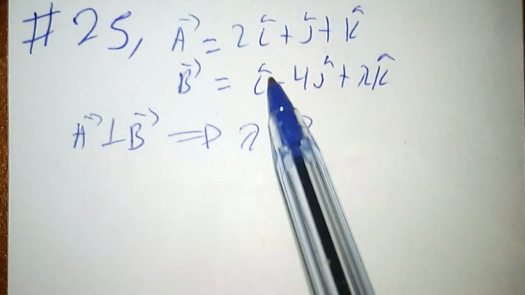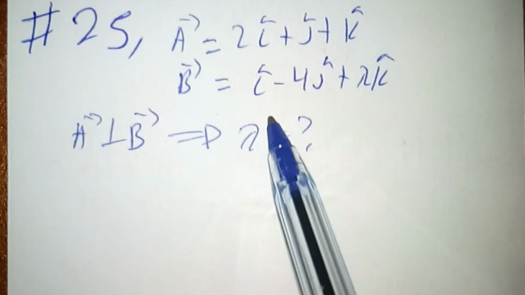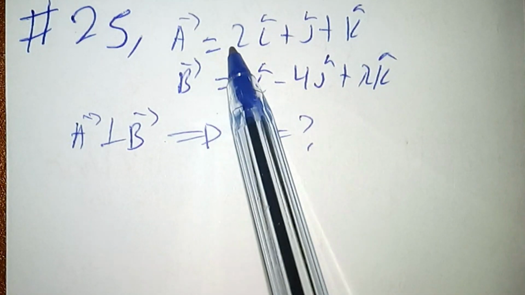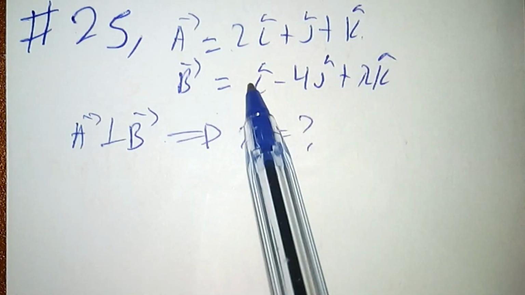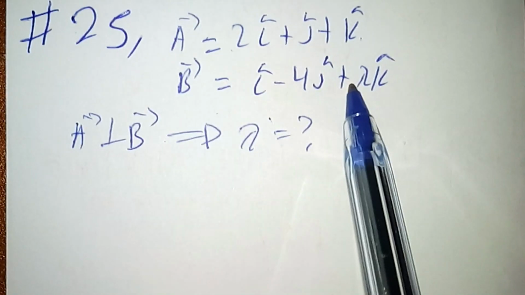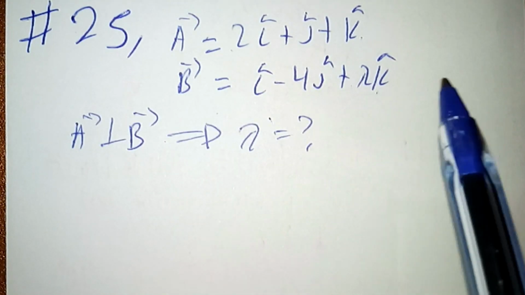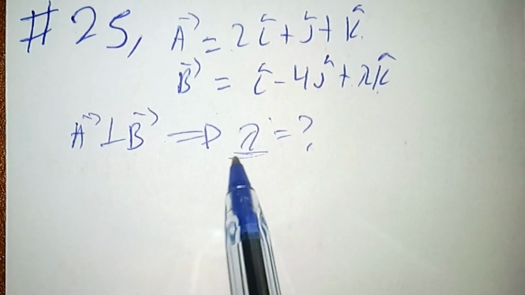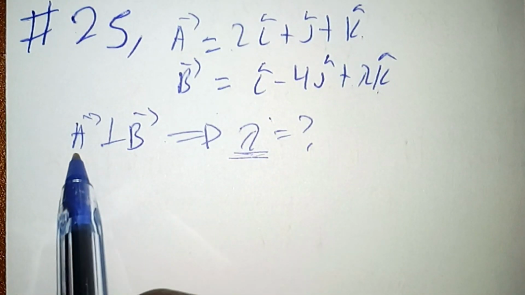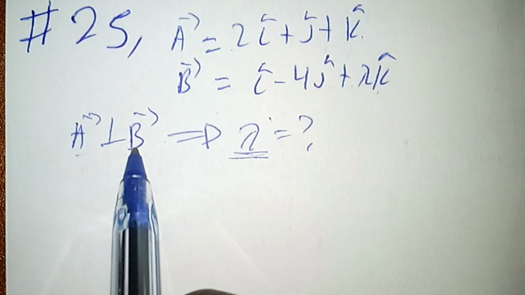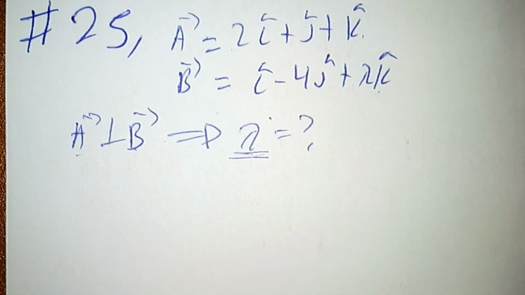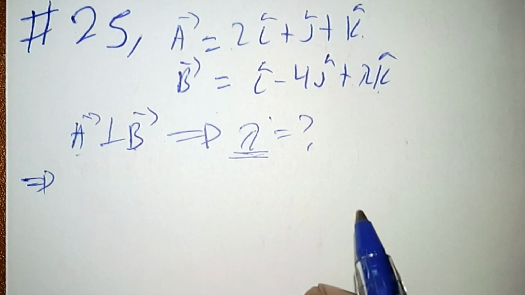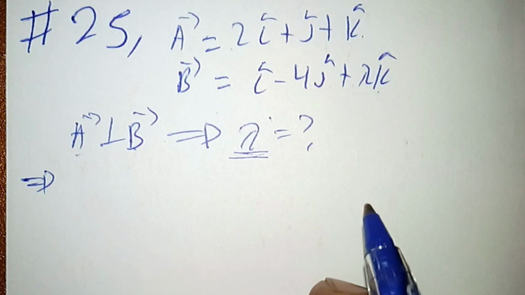So two vectors a and b are given to us. A is equal to 2i plus j plus k, and the vector b is i minus 4j plus lambda k. Then what is the value of lambda if a is perpendicular to b, or if a and b are orthogonal to each other? So we use directly the application of the dot product, or the scalar product, which we call the orthogonality test.